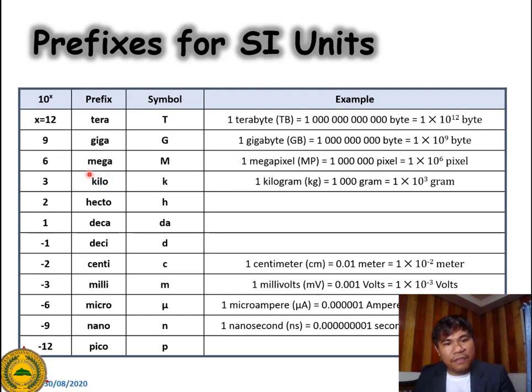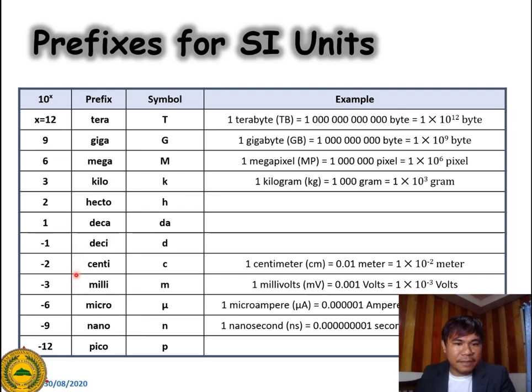And then for mega, that is denoted by capital M, that's times 10 to the power of 6. All the way to tera. So if you have a hard drive that has 1 terabyte, tera means times 10 to the power of 12. The symbol for tera is capital T, so 1 terabyte is equal to 1 TB.